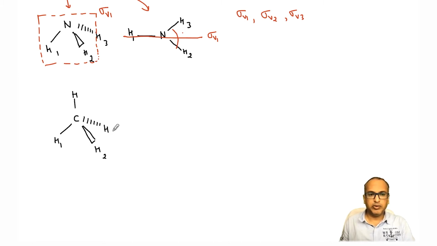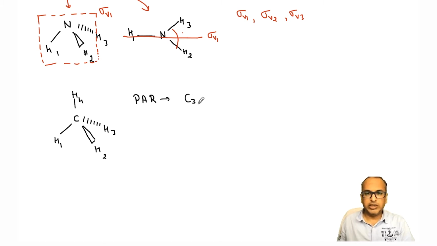So 1, 2, 3, 4. Okay, so now what are the symmetry elements, what are the proper axes of rotation present? So for proper axes of rotation, there will be C3 axes. How many C3s will be present? So let's try to draw it.